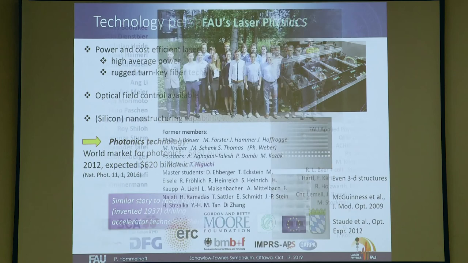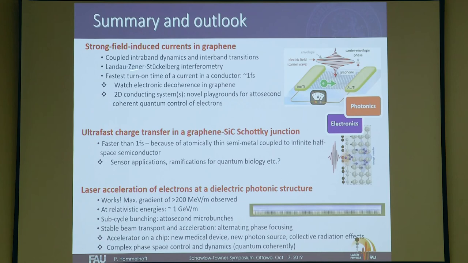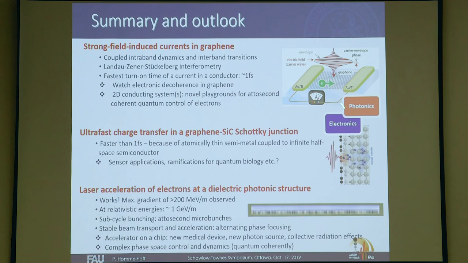This is my wonderful group. So in the first part, I hope I could show you that we can now drive electrons strongly in graphene. We have now also a passive element that operates on sub-femtosecond timescales. Also here, the current is excited in less than one femtosecond, so maybe this can really help us to bridge photonics and electronics. And in the second part, I had to show you, and apologies for the amount of stuff that I've shown you, laser acceleration of free electrons. It's this photonic structure, and maybe we soon have an accelerator on a chip. Thanks very much, and I'll be happy to take any questions.